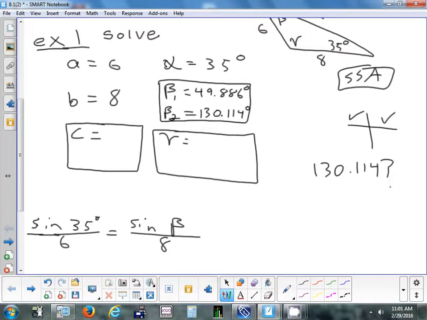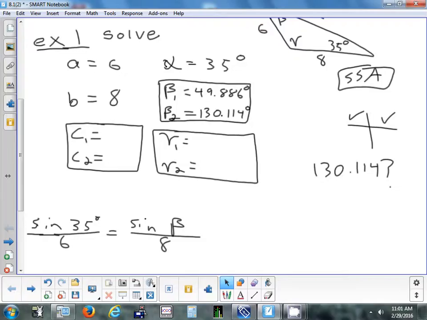Okay, and if beta has two answers, what else do you think that means? Gamma has two answers. Yep, gamma has two answers. And C has two answers. Okay, so this problem isn't harder, it's just longer. We just have to do everything twice.